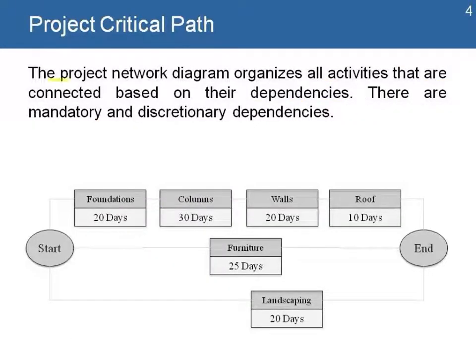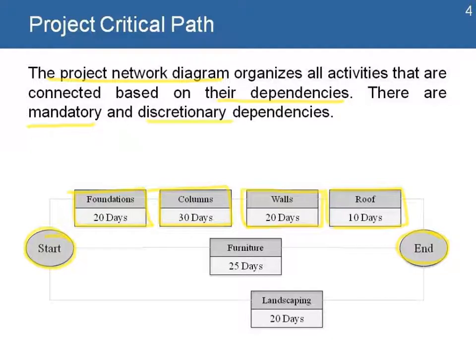The project network diagram organizes all the activities that are connected based on their dependencies. There are mandatory and discretionary dependencies. Mandatory means that once I start developing my network, I identify my start and my end date and start placing all my boxes, all my activities, and I identify that some of those activities have hard mandatory dependencies.